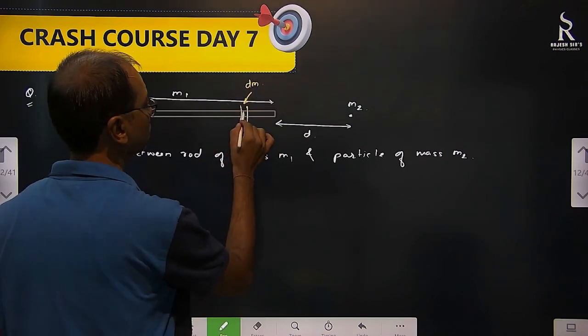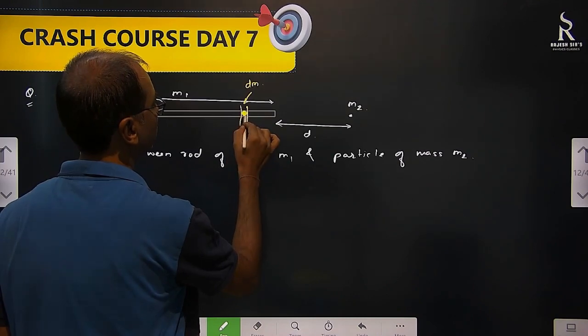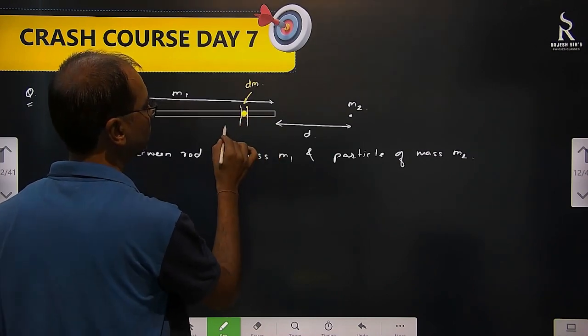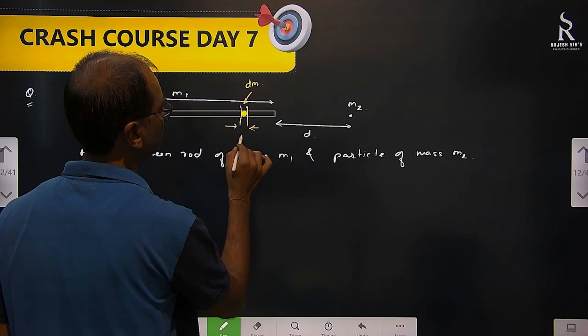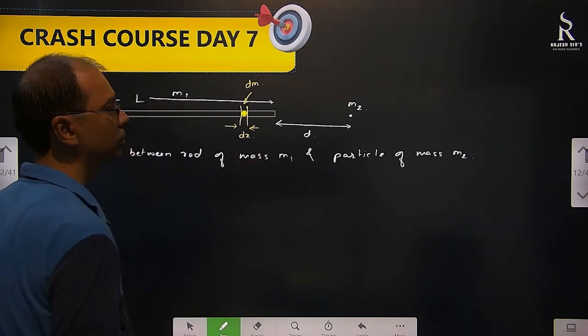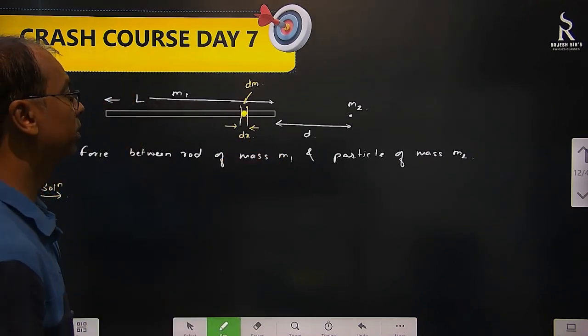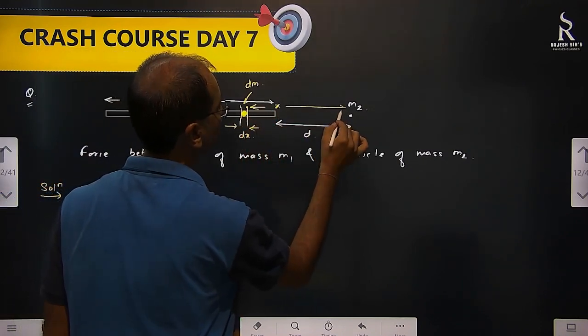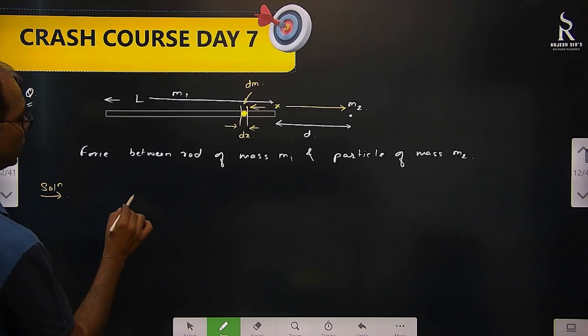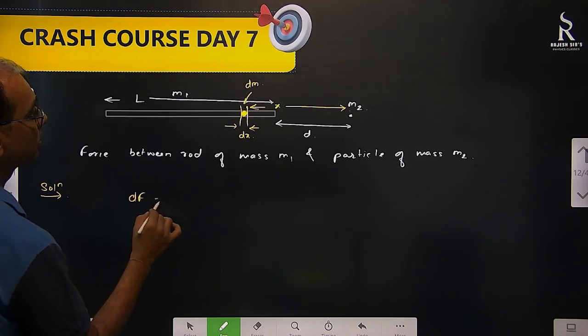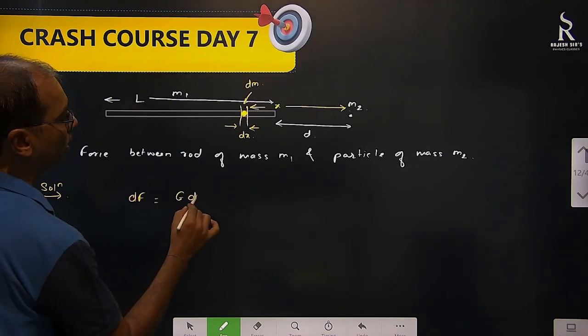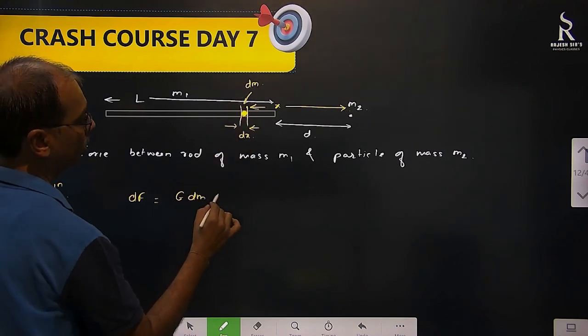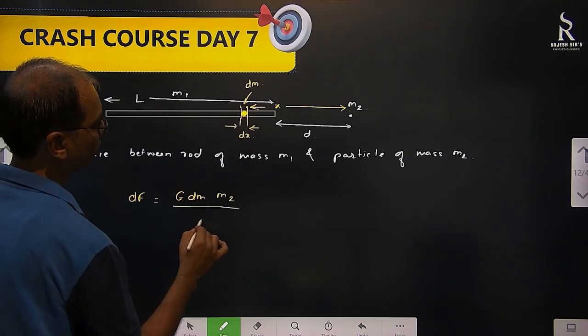It's very small. But since it's a part of the rod, it must have a length also. This length we'll say dx. Mass is dm, length is dx, and the separation from here to this one is x. So what is the force? Say dF is equal to G dm into M2 by x square.